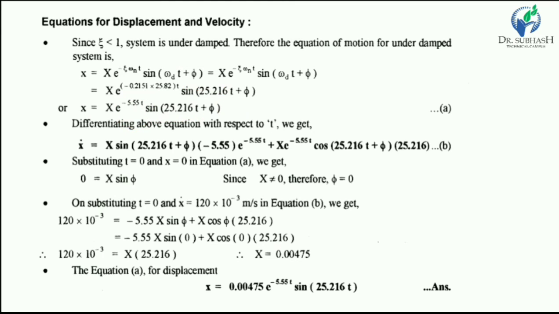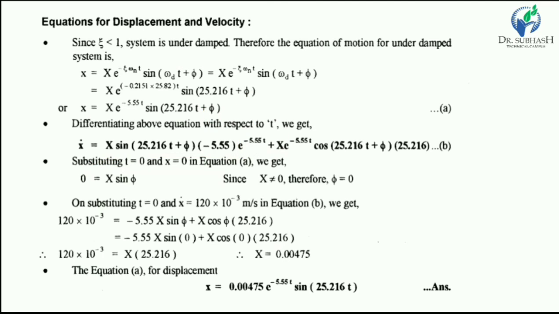Sorry, here the sine is as it is, and the differentiation is done of e raised to minus 5.55t, and in the second term, e raised to minus 5.55t as it is, and differentiation is done of the sine factor. Okay, so here e raised to x differentiation is e raised to x as it is, but here x is minus 5.55t, so its differentiation is minus 5.55, which is a constant, and t's differentiation with respect to t is 1.